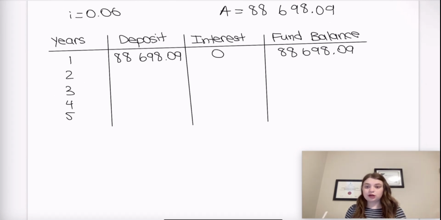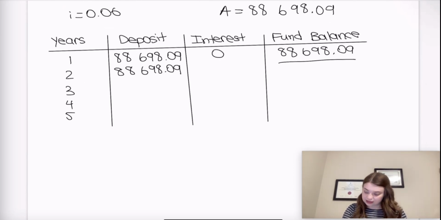Okay. However, in the second year, something a little bit different is going to happen. We're going to be depositing another $88,698.09. Plus, we're going to get some interest from the previous fund balance, right? So from this fund balance, we're going to make 6% over the year. So $88,698.09 times 0.06 will tell us how much interest we'll get, and that's going to come out to be $5,321.89.